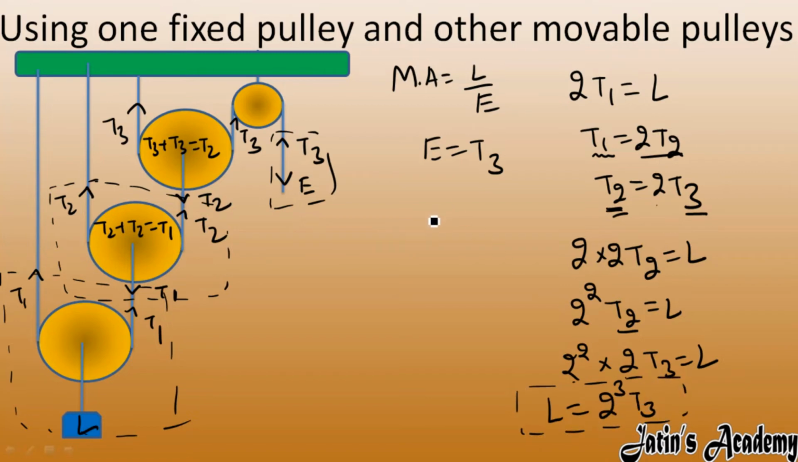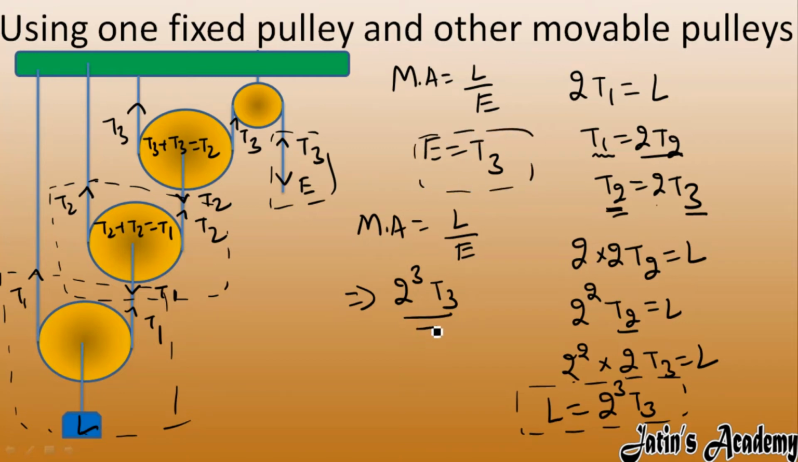Now we have to calculate the mechanical advantage. Mechanical advantage is again load upon effort. So the load value we got is 2 raised to power 3 T3, and effort is equal to T3. So T3 and T3 cancel out. So the mechanical advantage we got is 2 raised to power 3.